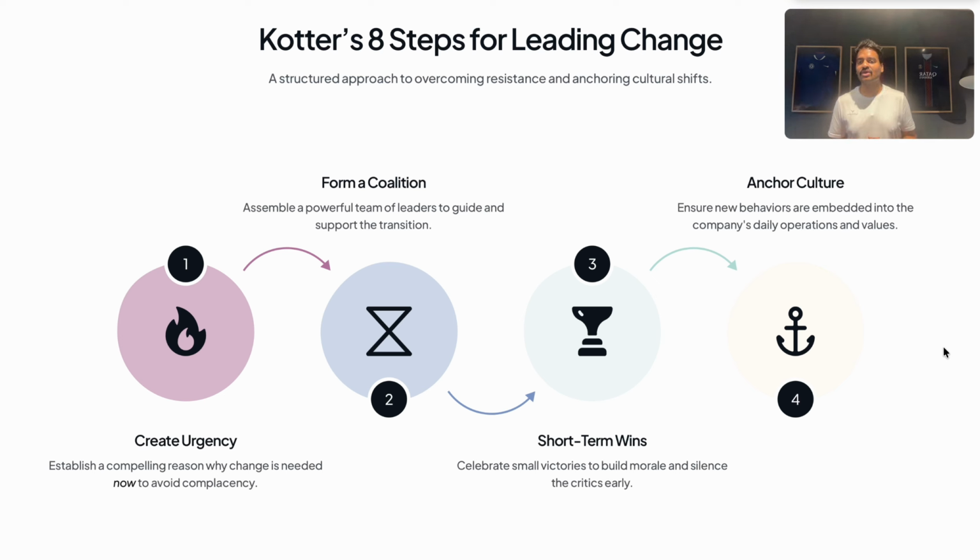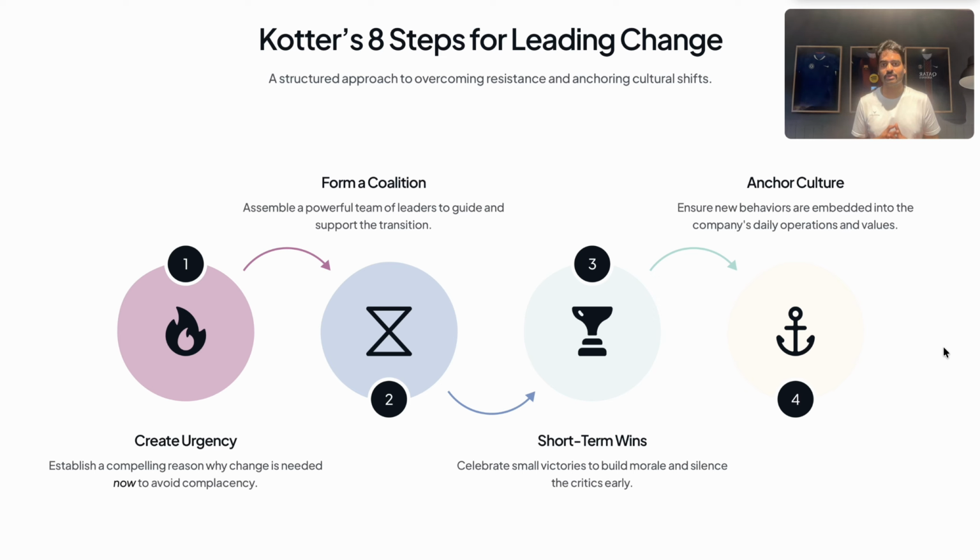Build a guiding coalition. Get a powerful team of leaders to champion the change. Third, form a strategic vision for the future. Make the destination clear and inspiring. Communicate the vision. Talk about it constantly in every meeting, every email. Remove barriers. Get rid of obstacles, whether they are processes, systems, or people. Create short-term wins. Celebrate early successes to build momentum.